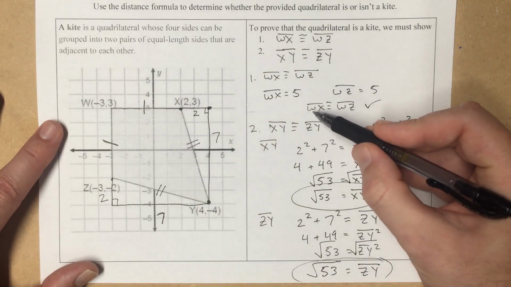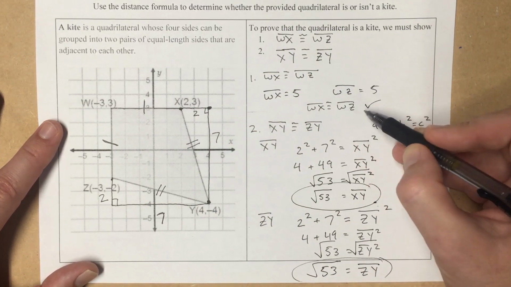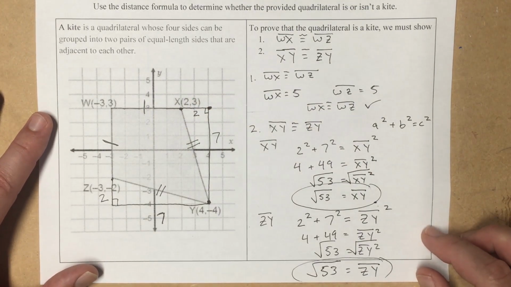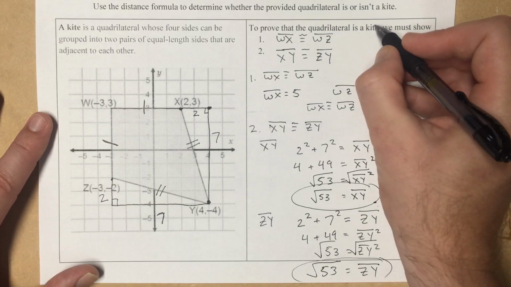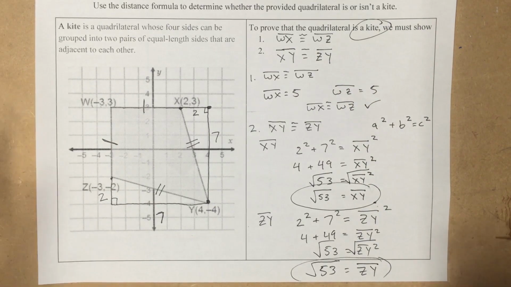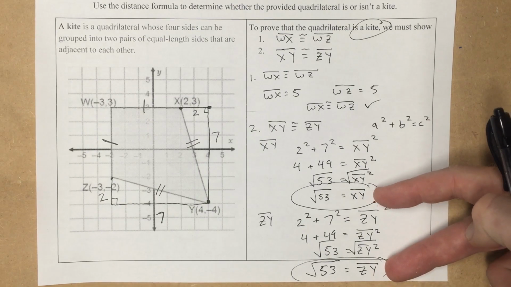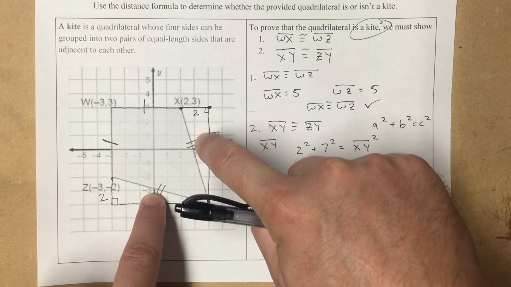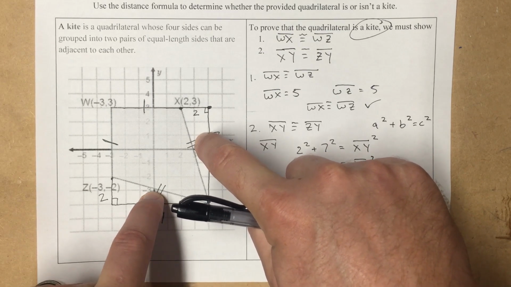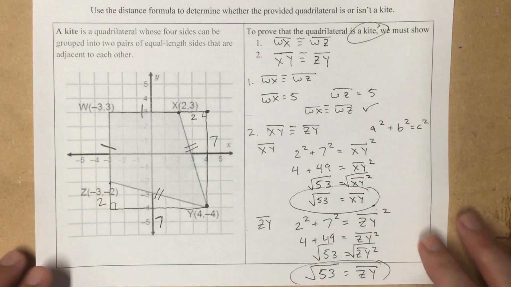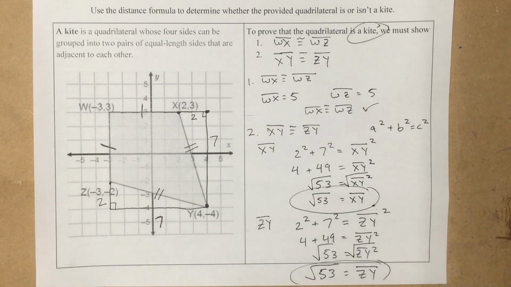And we also showed that WX and WZ have the same length. So now we can actually say that yes, this thing is a kite. If for some reason these two lengths were not the same length, then we could not say that this is a kite. So remember, your definitions are important, and then you have to prove that your definition is in fact true.